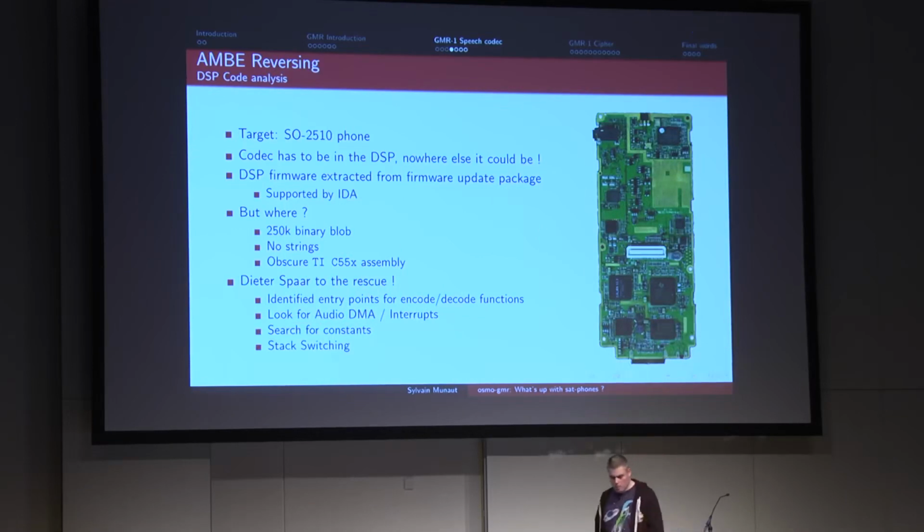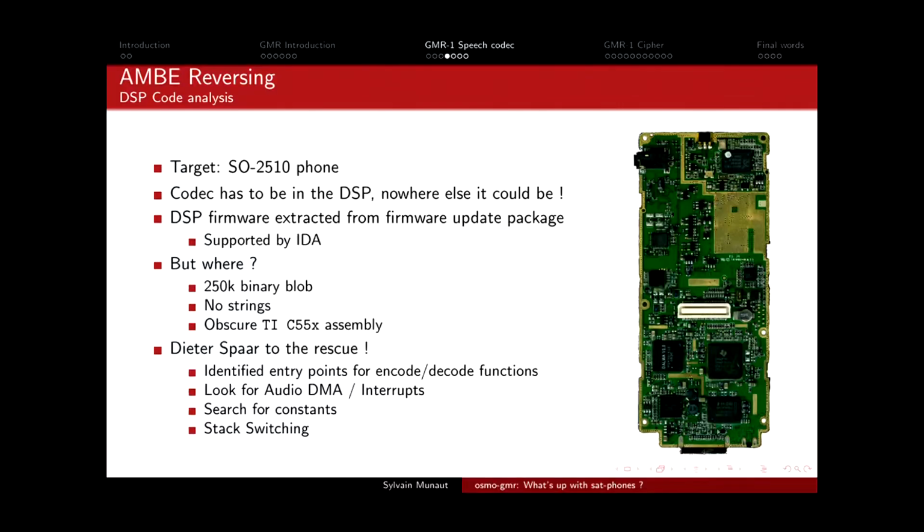So, now that we know more or less how the codec works and what we're looking for, we can start looking at where we are going to find this codec. The phone we looked at is the Turia SO2510. And we looked at it mostly because it was the cheapest phone on eBay. And that also means it's the simplest, which means you have fewer places to look into.